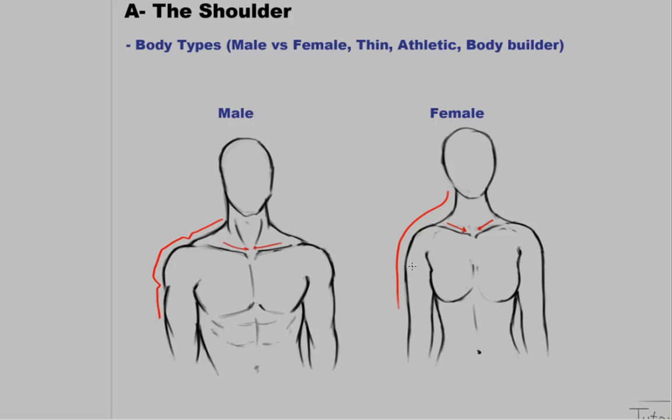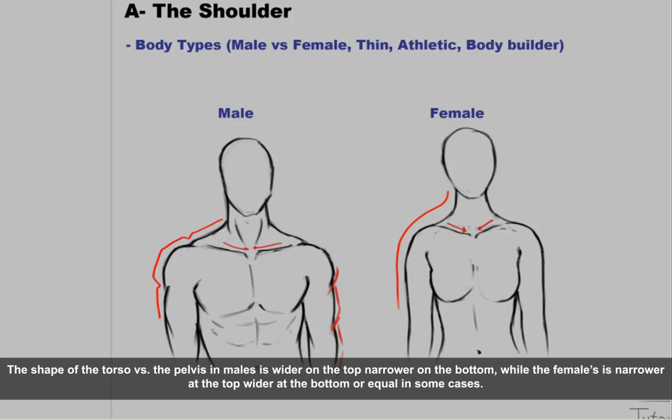The shape of the torso in the male bodies is wider on the top, narrower on the bottom, while the female is narrow at the top and wider in the bottom.